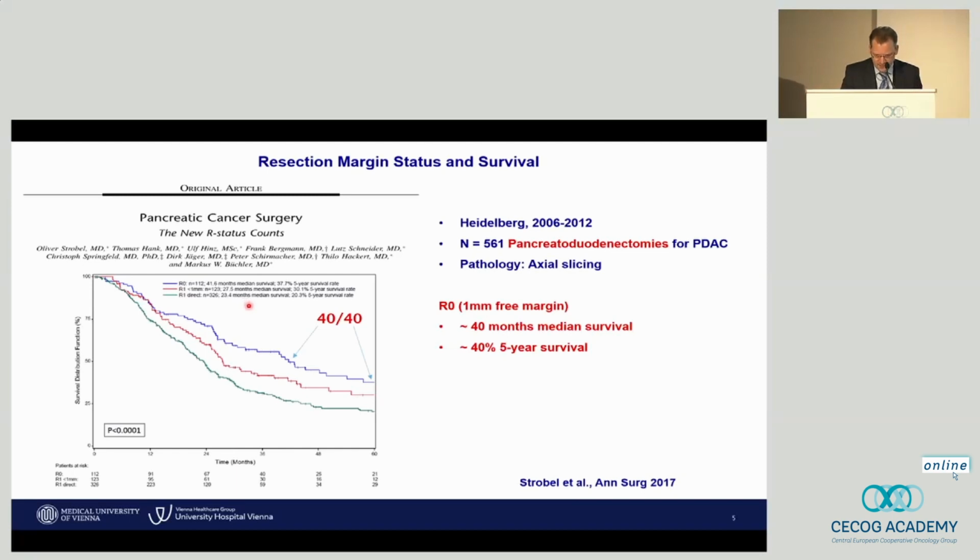But if tumor cells come 1 millimeter to the margin but are not directly at the margin, the survival is still relatively good with 27.5 months median survival and 30% five-year survival. And even if the margin is directly involved, survival is more than 20 months and 20% five-year survival. So an R1 resection is not the disaster it's frequently thought of.